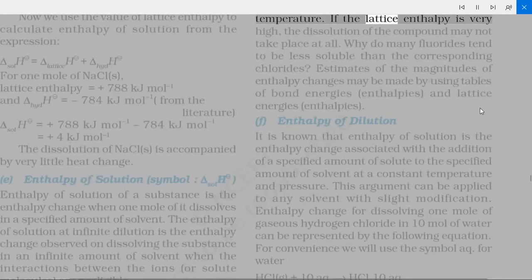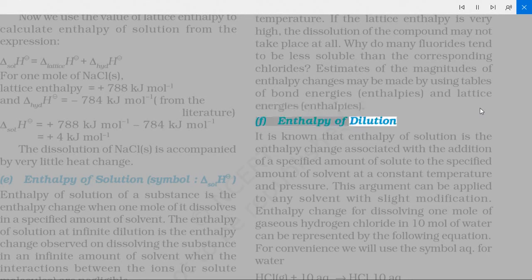If the lattice enthalpy is very high, the dissolution of the compound may not take place at all. Why do many fluorides tend to be less soluble than the corresponding chlorides? Estimates of the magnitudes of enthalpy changes may be made by using tables of bond enthalpies and lattice enthalpies.